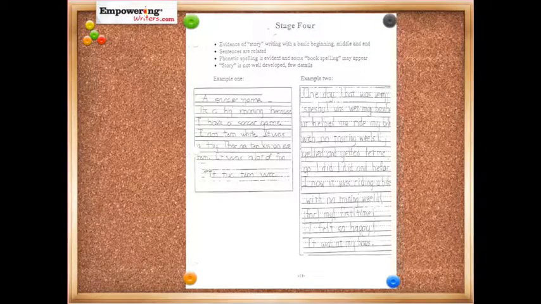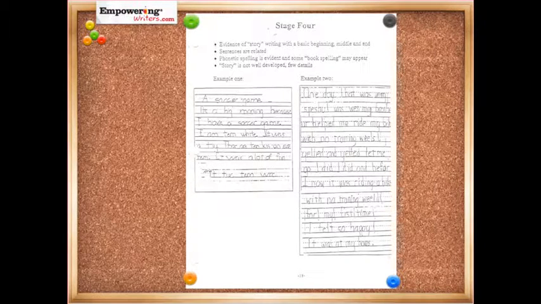Now we're going to see evidence of what I would call story. There will be a beginning, middle, and end to this particular piece. The sentences are related. Certainly phonetic spelling shows up. These students were asked to write about their favorite day.